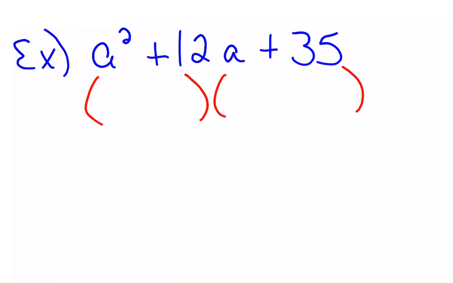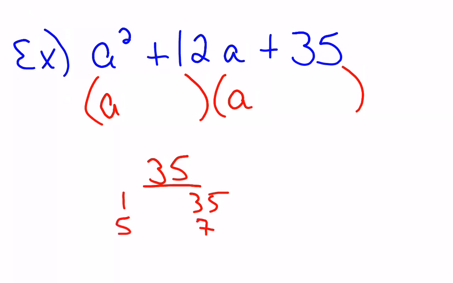The way to do that is we look at the first term, a squared. What times what gives me a squared? We know a times a gives me a squared. Then we look at the last term, 35, and we look at factors of 35. What multiplies to 35? We have 1 and 35, 2 doesn't, 3 doesn't, 4 doesn't, 5 times 7. And that's about it. Now we have to say which ones of these are going to add to 12.